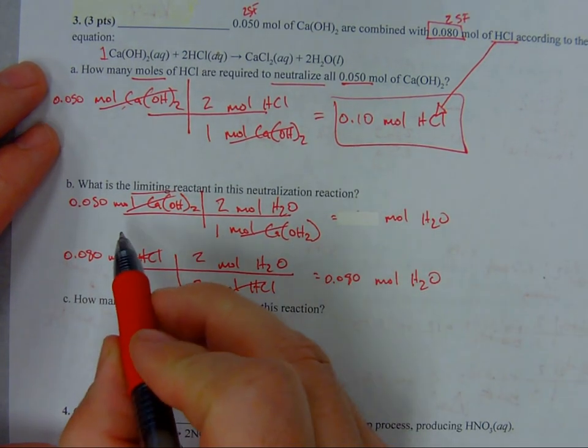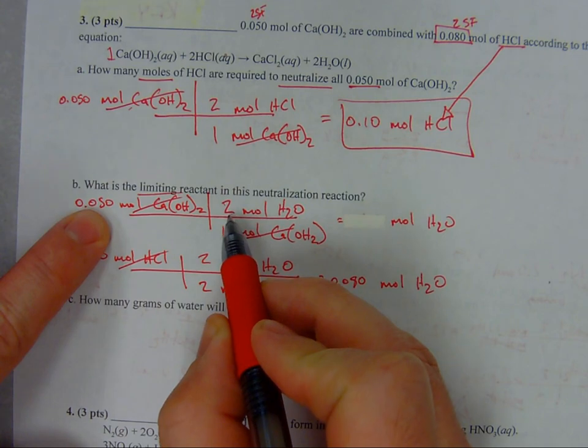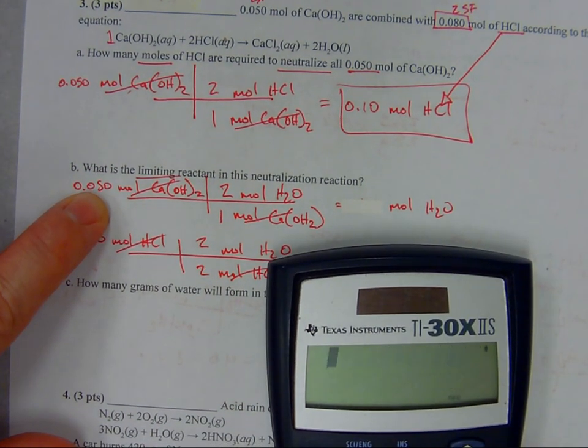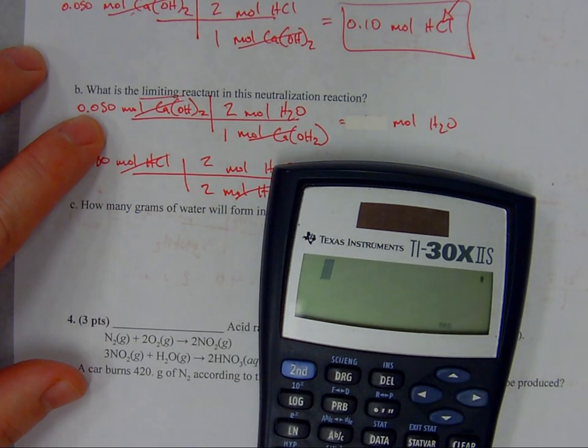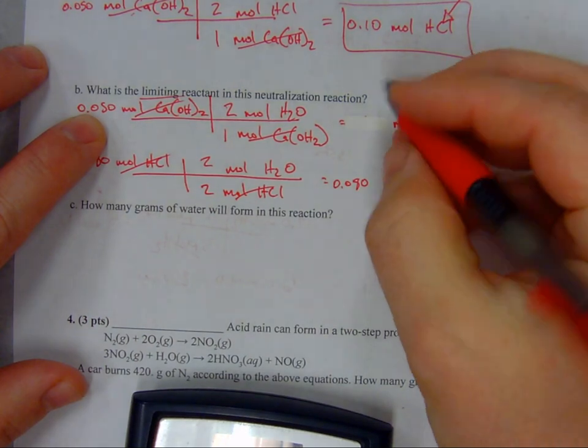Alright, so this is what happens when you try to do stuff in your head. Even though that is a simple multiplication, I mess that up in my head. Okay? I'm not going to do that again. Come here, calculator. Help me out. Let me make sure that I'm doing this right. 0.05 times 2. Haha, yeah, that would have really messed me up.